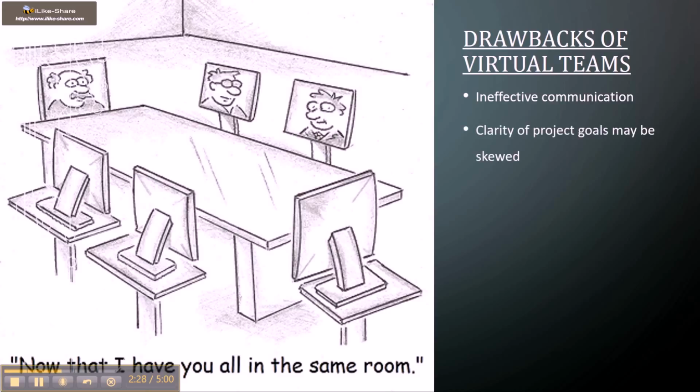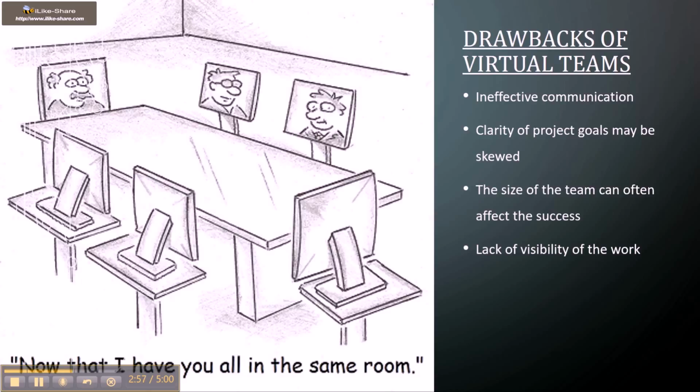Another drawback is clarity of project goals may be skewed. When a team is not interacting with each other physically each day, there are many opportunities for assumptions and miscommunications to occur. The size of the team can also affect the success of the project. On the left here you see 6 team members attempting to communicate, but if that was 60, the communication would be almost impossible.